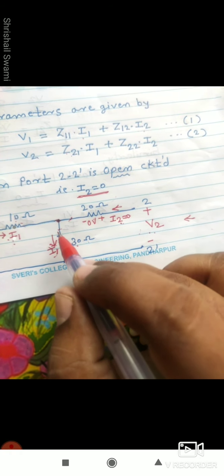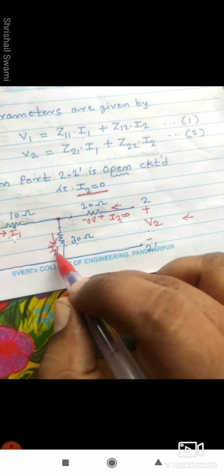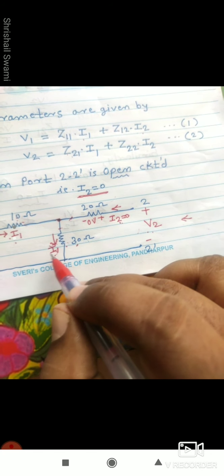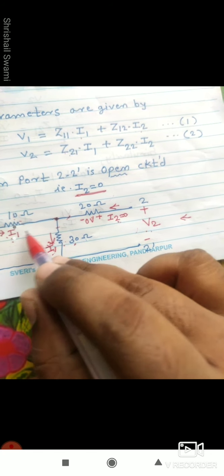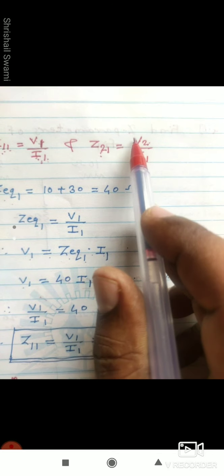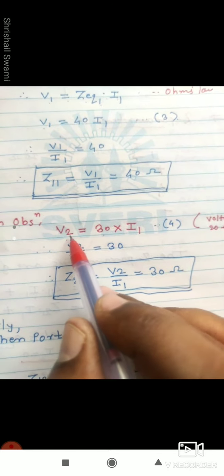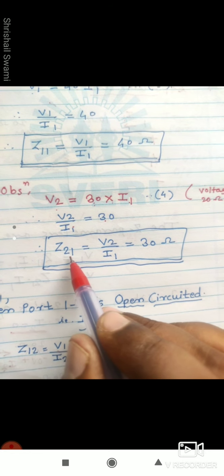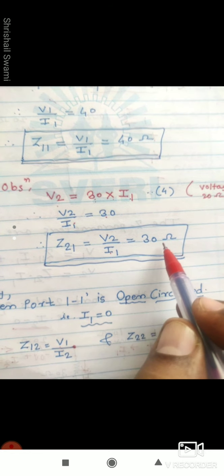How to find out voltage across any resistor? If you know the current and resistor value, that is 30 into I1. I1 is flowing through this path. So 30 into I1, if you know, you will get the V2 answer. Okay. So see here equation Z21 is the V2 upon I1. So you have to get the equation such that in that equation V2 and I1 should be there. So from observation, the voltage V2 is given by 30 into I1. So V2 upon I1, if you are taking, that will give us the 30. So Z21 is equal to V2 upon I1 is equal to 30 ohm.